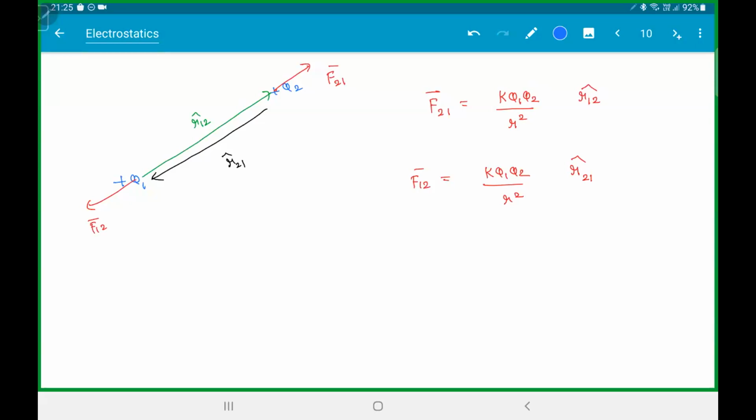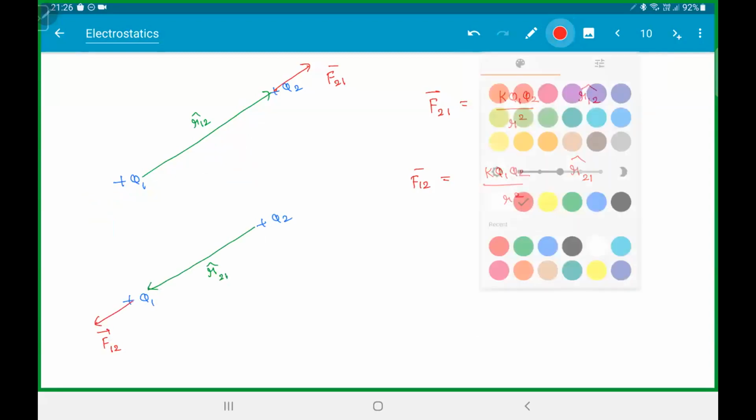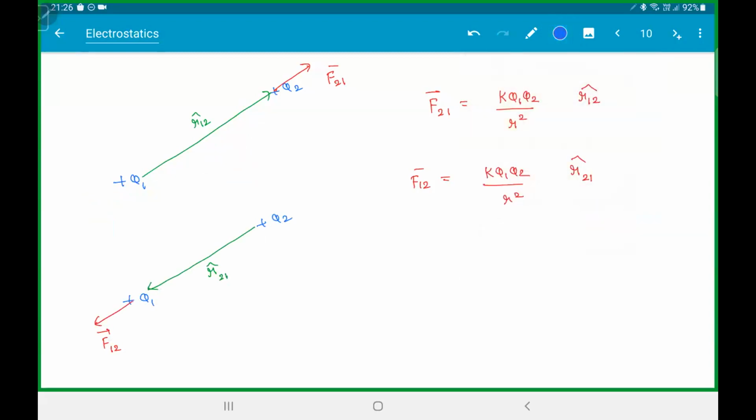Have a look at this. Maybe I'll draw another diagram for you. This is a vector going from 2 to 1, and this force will be F12, the force on 1 due to 2. So don't try to think in terms of mathematics, just keep it simple.